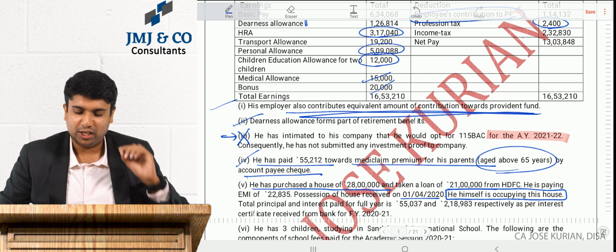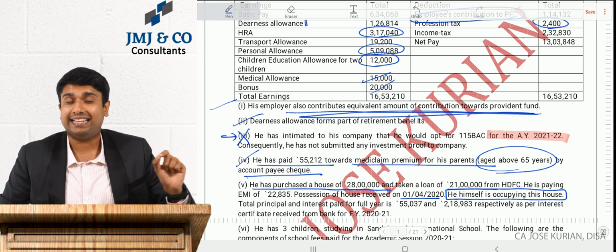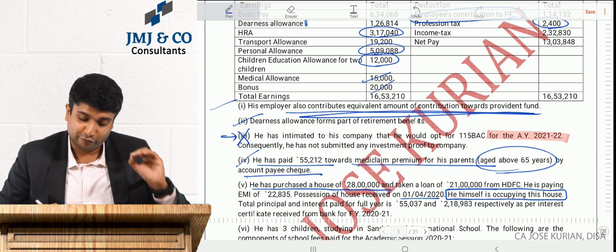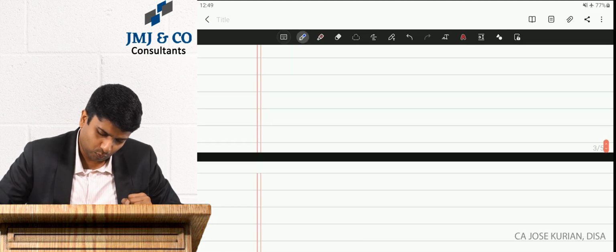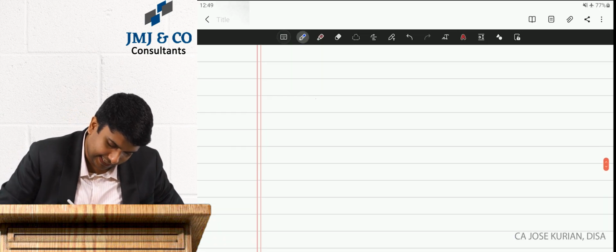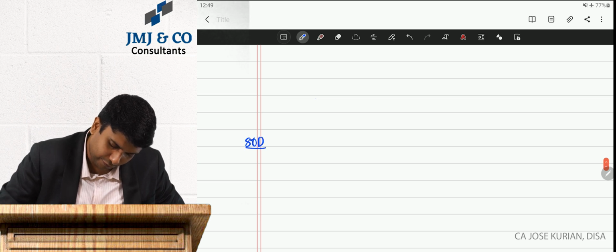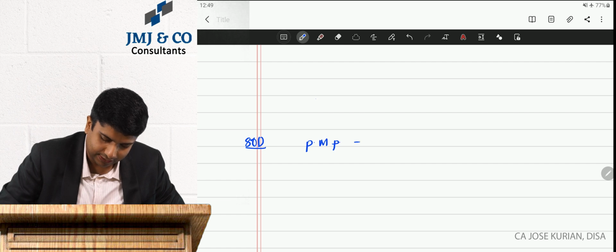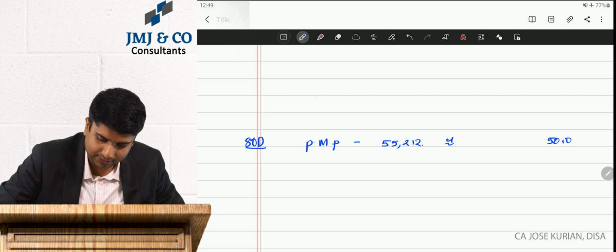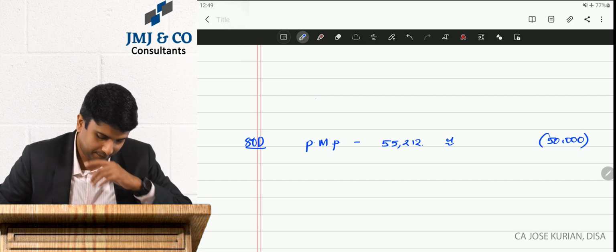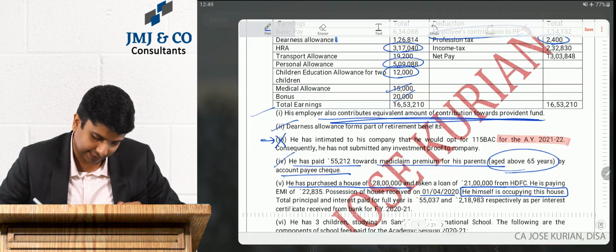So what is the benefit? You can claim a deduction under 80D. And what is the amount of deduction? Up to 50,000 rupees you can claim it as a deduction. Yes or no? So what we can do under 80D up to 50,000. So parent medical premium paid. The actual amount paid is 55,212, but it is restricted to 50,000. Maximum 50,000 is the deduction which you can claim under 80D for this category.